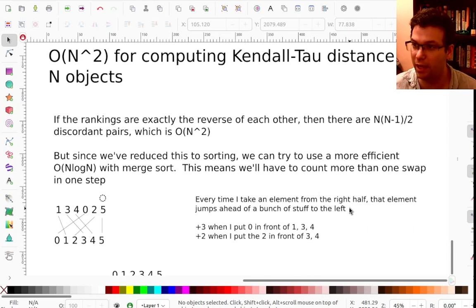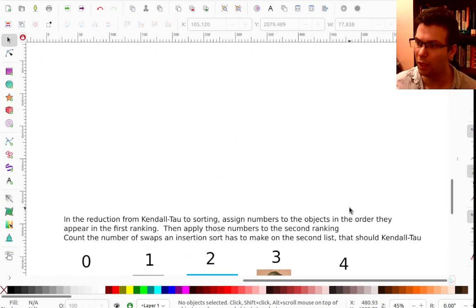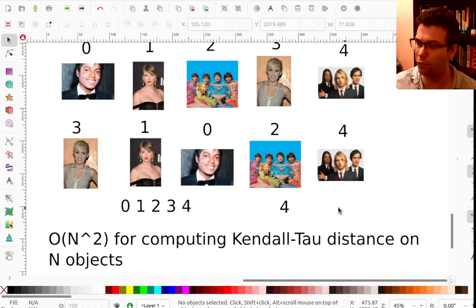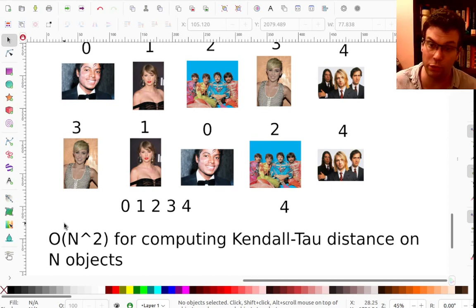All right, so that is probably the trickiest part of the homework, doing that full reduction, making it efficient. But for the first part, you just run insertion sort. That's a little bit more straightforward there. Every time that you do a swap, you add 1 to the number of discordant pairs. Okay.